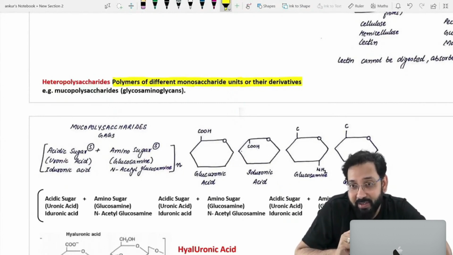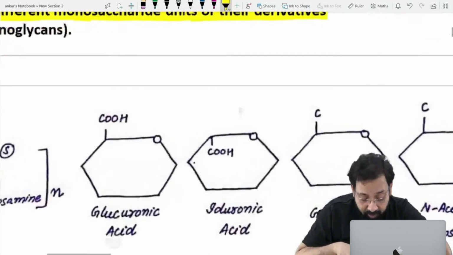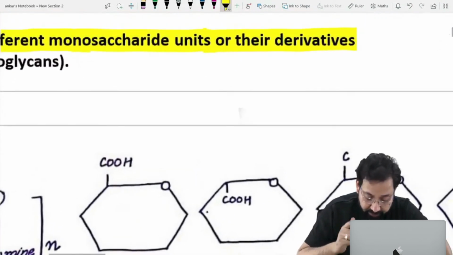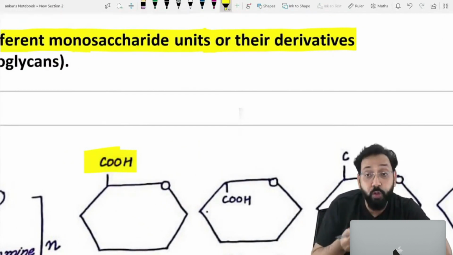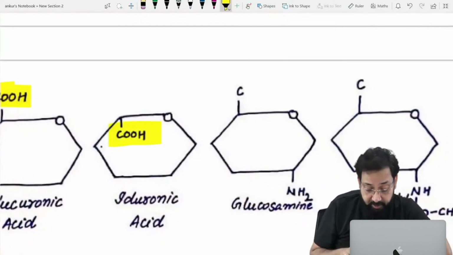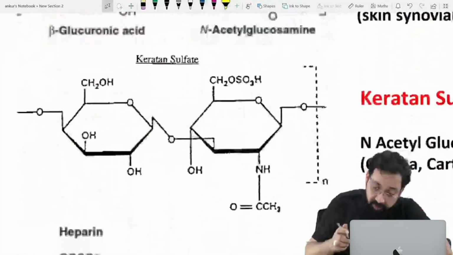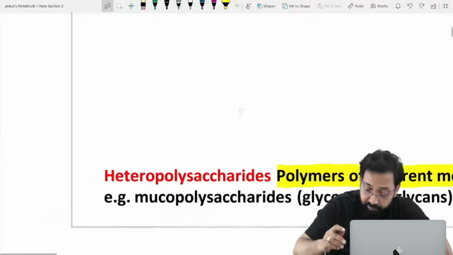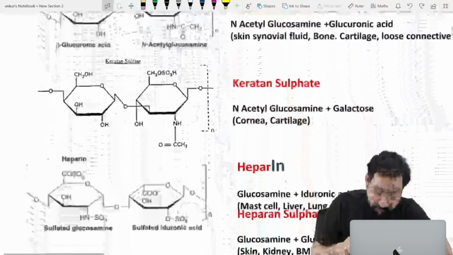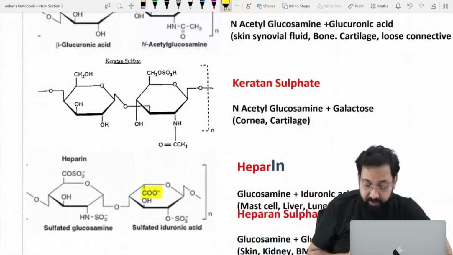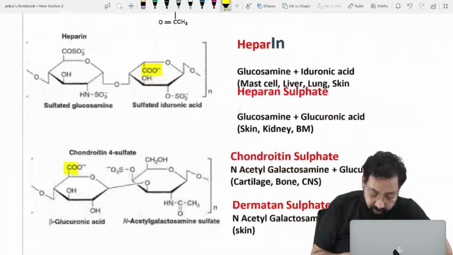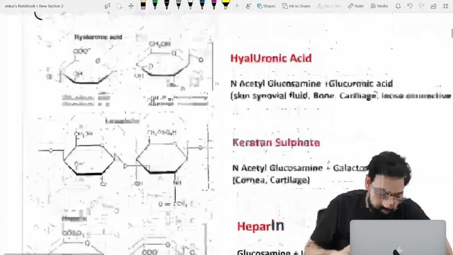Glucose may be converted into glucuronic acid and iduronic acid, and you can easily recognize them. If I ask you, this is glucuronic acid, and this is iduronic acid. So a structure would be there and you will recognize it.